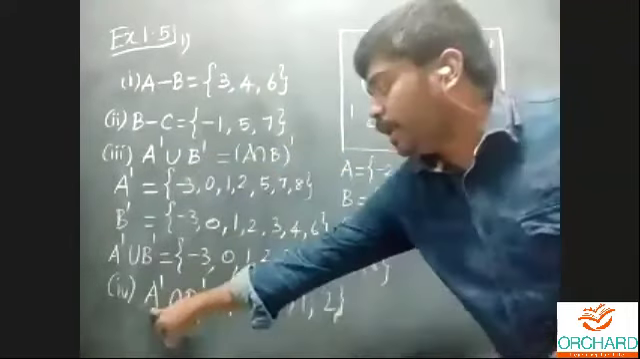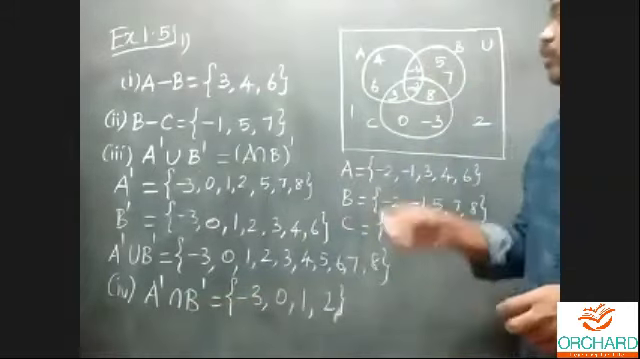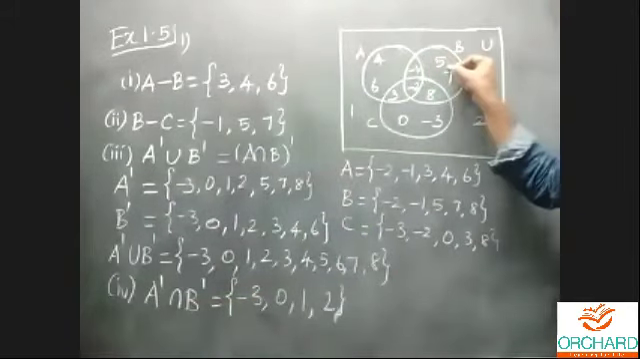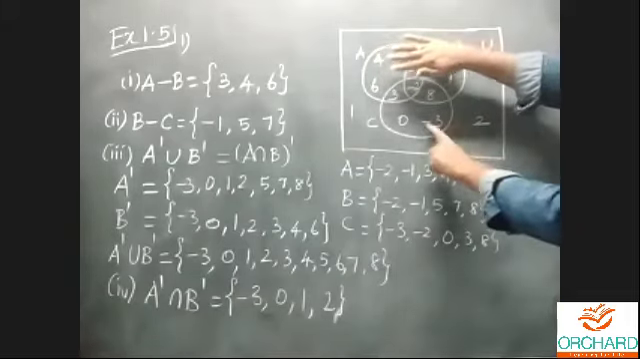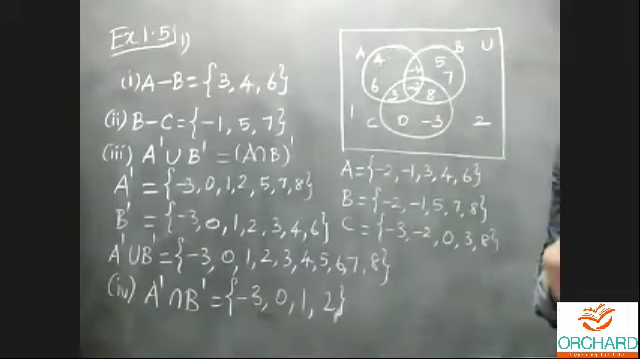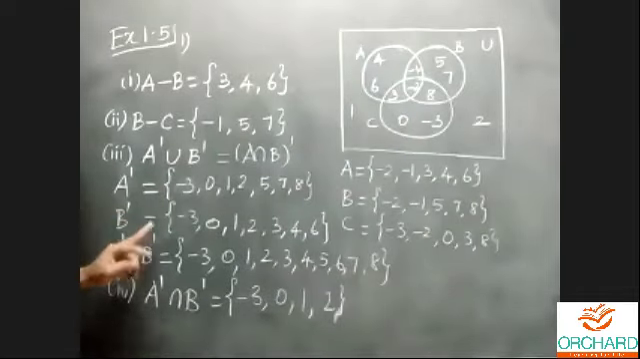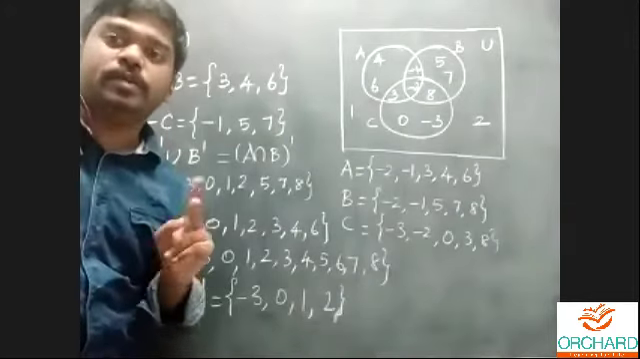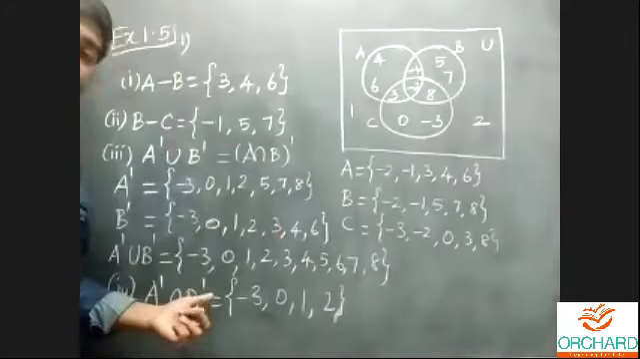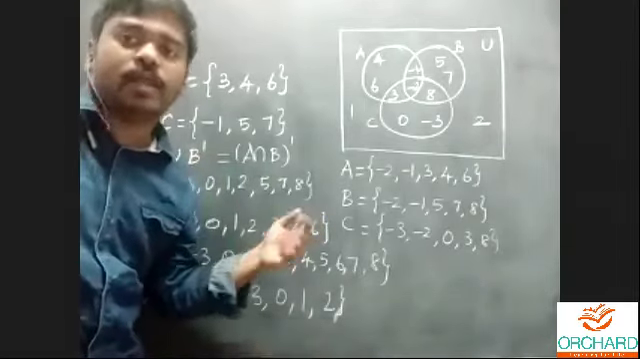In the same way, A dash intersection B dash is nothing but A union B whole dash. A union B whole dash is the union of these two, except these elements. Union of these two except what? -3, 0, 1, 2. Listen, students, without finding A dash and B dash, because actually if we identify A dash and B dash then only we identify the answer, but we'll apply De Morgan's law of complementation and directly identify the answer.